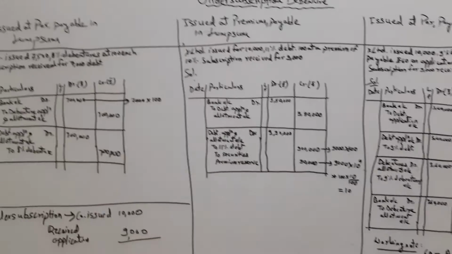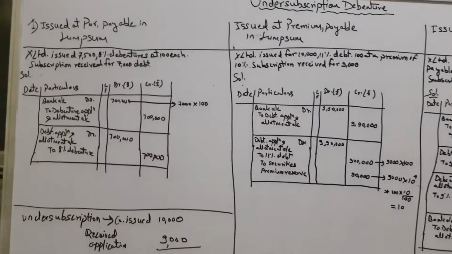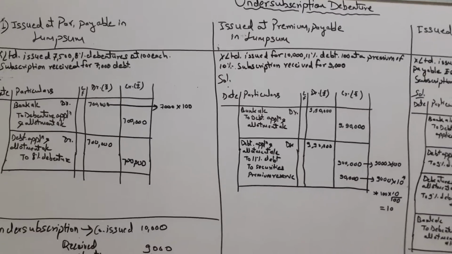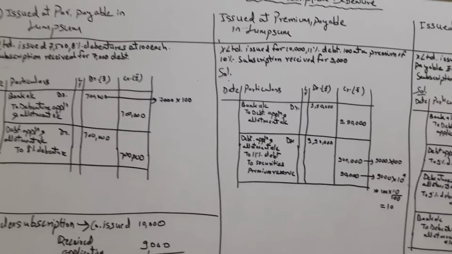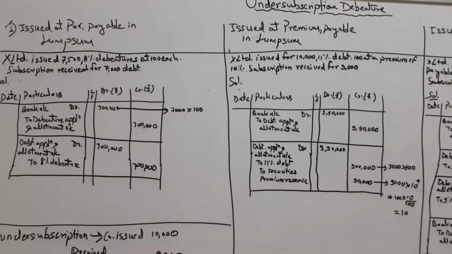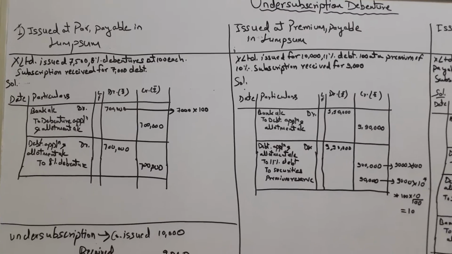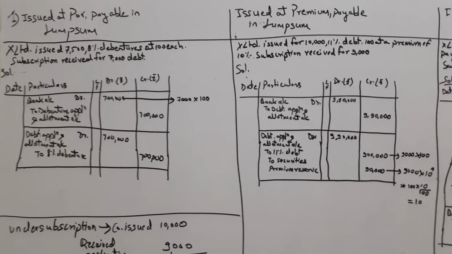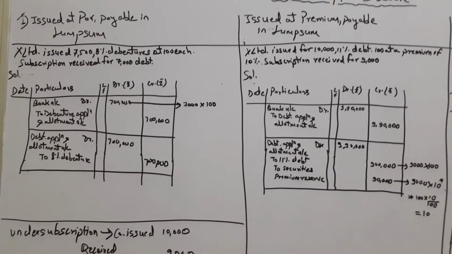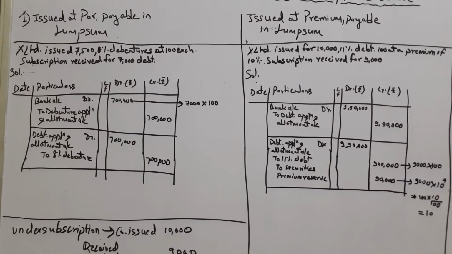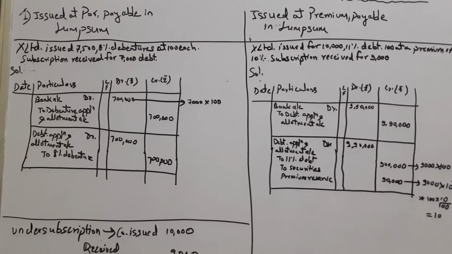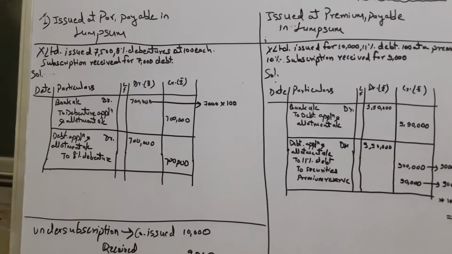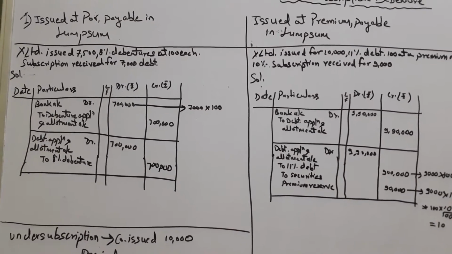Okay, now let's look into these cases one by one. Issued at par. When I say issued at par, I mean that my issue price is equivalent to the face value. Okay, face value or nominal value is equivalent to the issue price. So X Limited issued 7,500 debentures carrying 8% interest at 100 rupees each. Subscription received for 7,000. The question is asking to pass the journal entry. As you can see, the company has issued 7,500, whereas applications have come only for 7,000. So this is an example of under subscription.